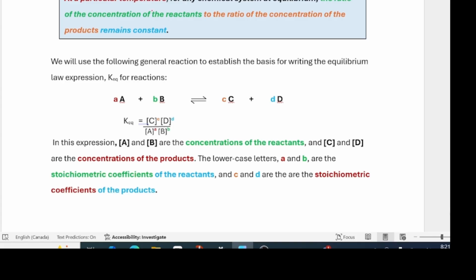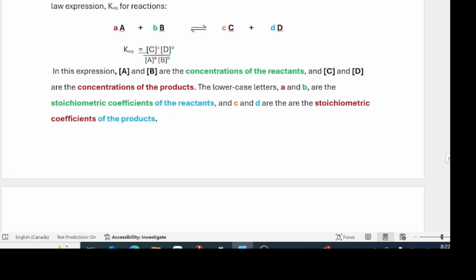At a particular temperature, for any chemical system at equilibrium, the ratio of the concentration of the reactants to the concentration of the products remains constant. We will use the following general reaction to establish the basis for writing the equilibrium law expression Keq for reactions.